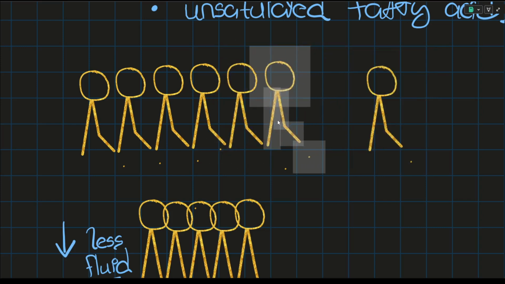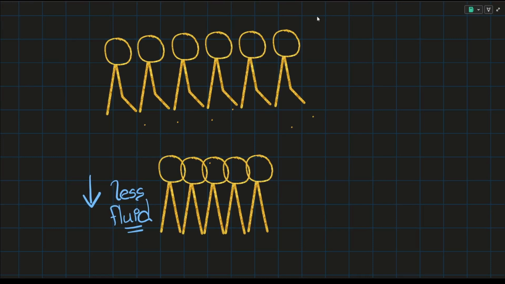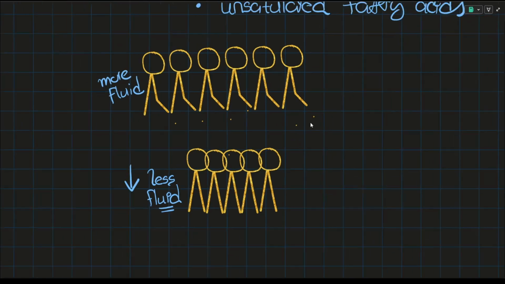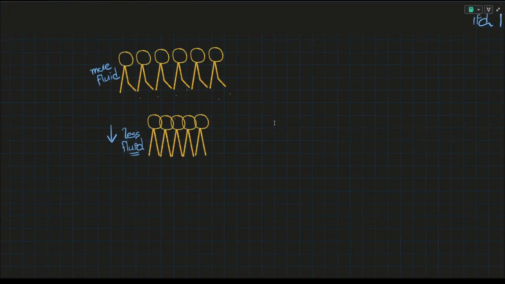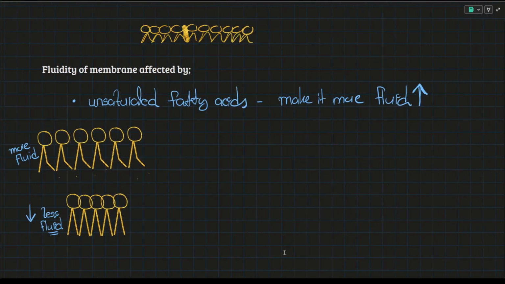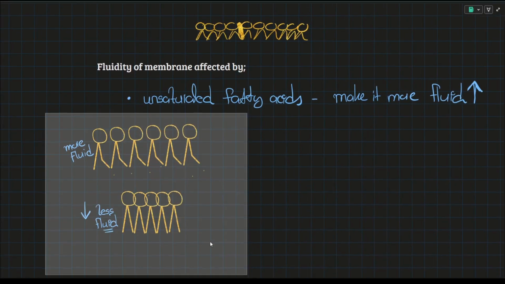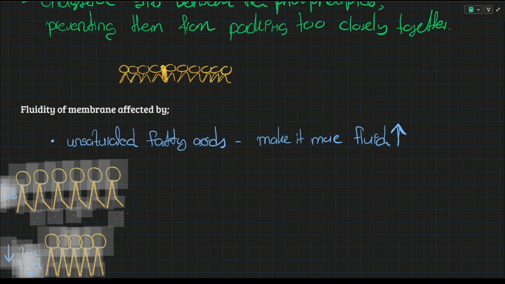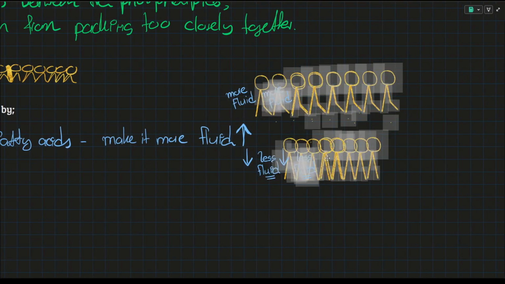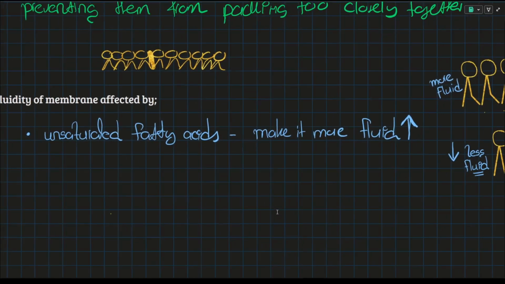Now look at both scenarios. Do you see now that this is much more fluid? It's much less packed together. It can move better. There's more space between the phospholipids. But here, this is packed together. That's the idea of saturation and unsaturation. If you have unsaturated fatty acid tails of the phospholipids, more fluidity. It's a very simple scenario. I'll move those structures here.